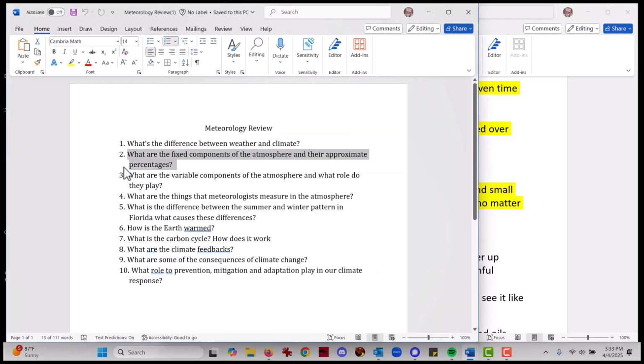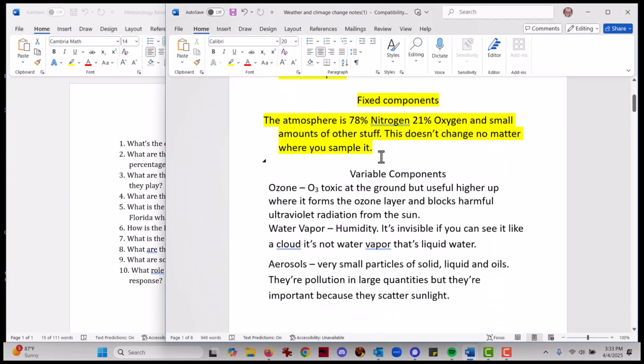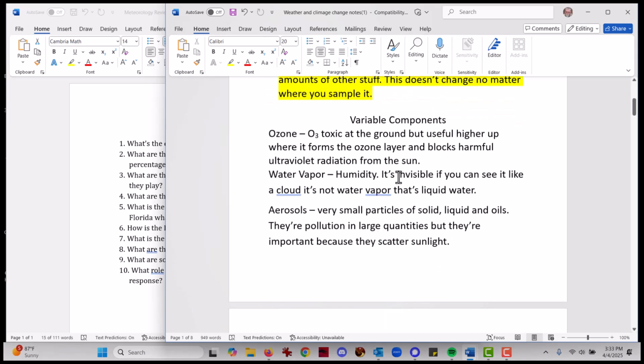And then the next question asks about variable components. These are things that will vary from one place to another, right? So the percentages of the fixed components don't change. It doesn't matter where you sample the atmosphere, it's going to be 78% nitrogen, 21% oxygen, and about 1% other stuff. The variable components, though, as the name would imply, vary. There's a few of these, and they're right here under variable components.